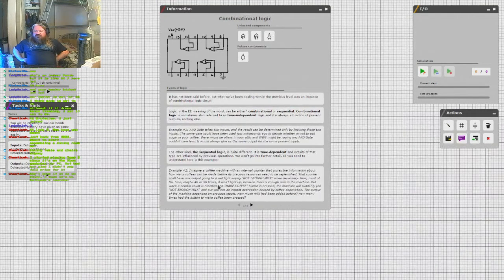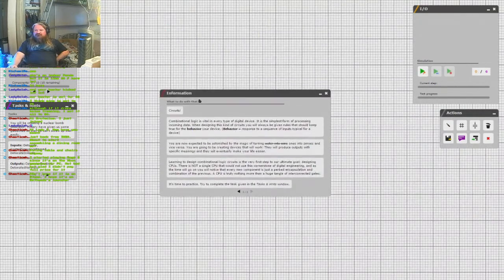Now, most of the time, maybe 40 or 50 times, it won't light up because there's enough milk in the machine. But when that certain counter is reached and the make coffee button is pressed, the machine will suddenly yell not enough milk and put you into an instant depression caused by coffee deprivation. The output of the machine depends on previous inputs: how much milk had been added before, how many times the button to make coffee had been pressed. Now I want coffee.